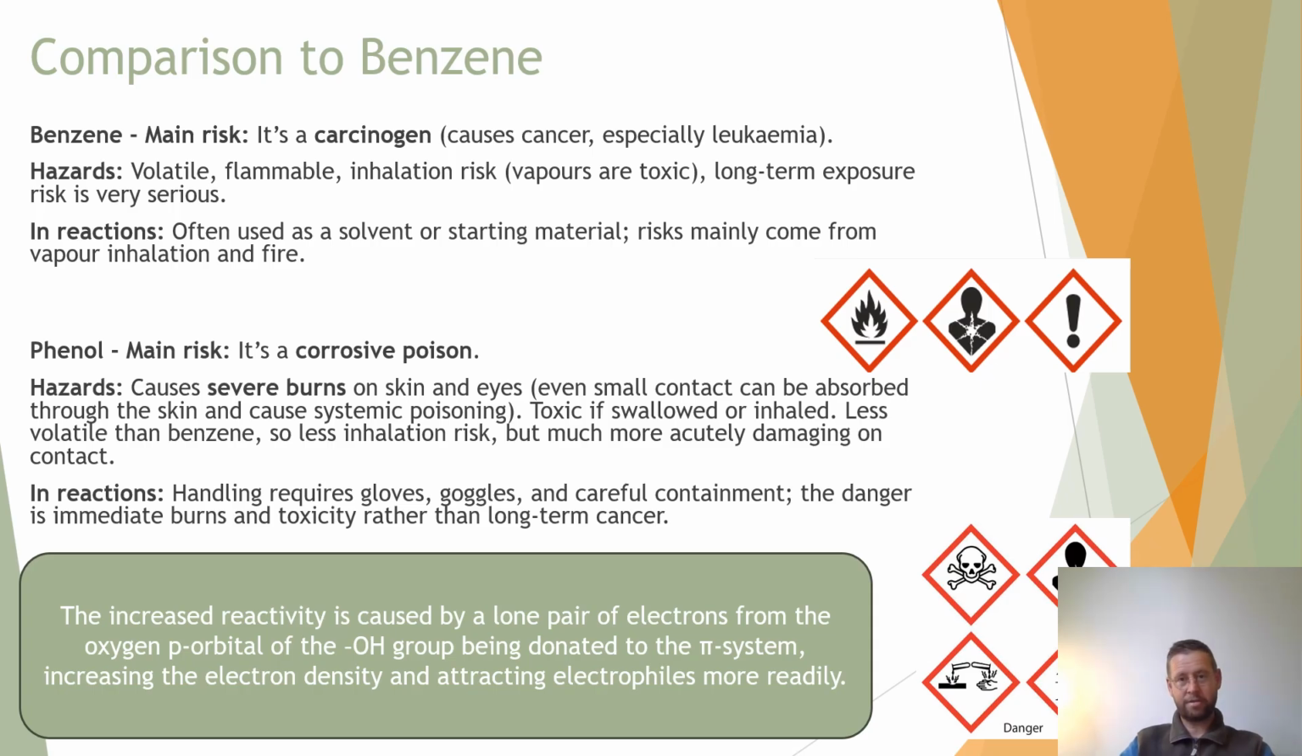But phenol, strangely enough, doesn't have those same carcinogenic properties. So even though it still has the GHS symbol for systemic organ failure, it's not systemic organ failure due to it being cancer causing. It's actually just a really terrible poison. Great. And so with the correct precautions, it is much more handleable in the laboratory.